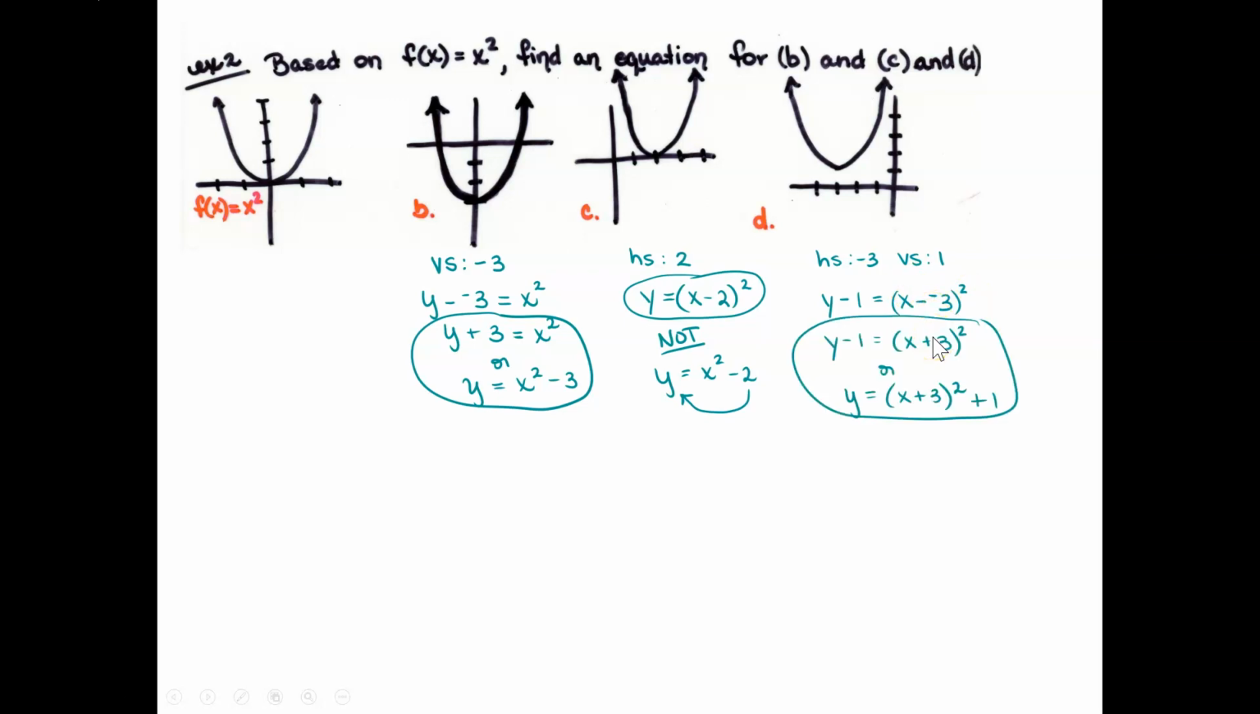Of course, minus a negative is plus, so we could write that as y minus 1 is equal to x plus 3 squared, or if you'd rather, you can add that 1 back over here, and so you'd have y is equal to x plus 3 squared plus 1. So you can write it either way.